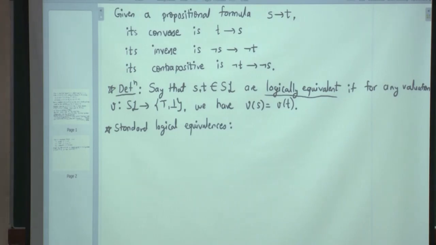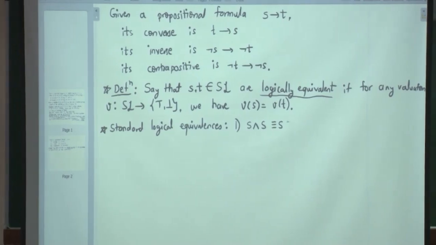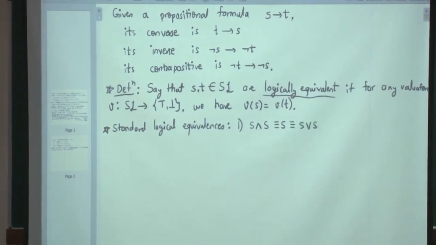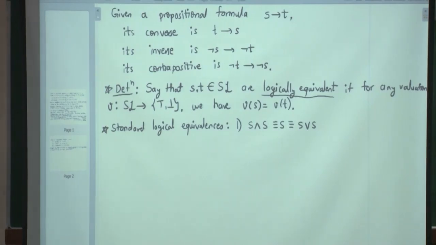Okay, I'm going to list a few. You can complete the list later. First one, what about S conjunction S? What is it logically equivalent to? And S is logically equivalent to? Then this is also logically equivalent to double negation of S. Yes, all of you know this. You can prove this.